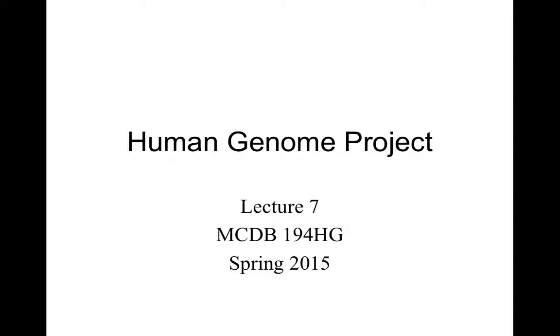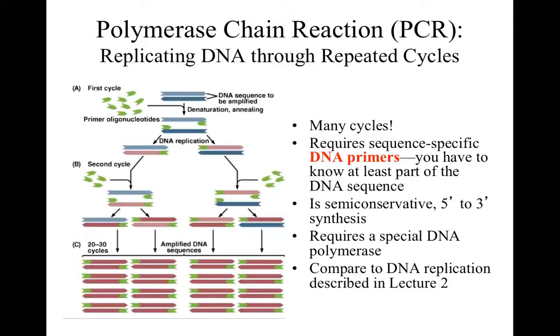Lecture 7 will be about the Human Genome Project, which produced the first nearly complete sequence of the human genome. But first I want to talk about two technologies that made the Human Genome Project possible. One, PCR, and two, DNA sequencing.